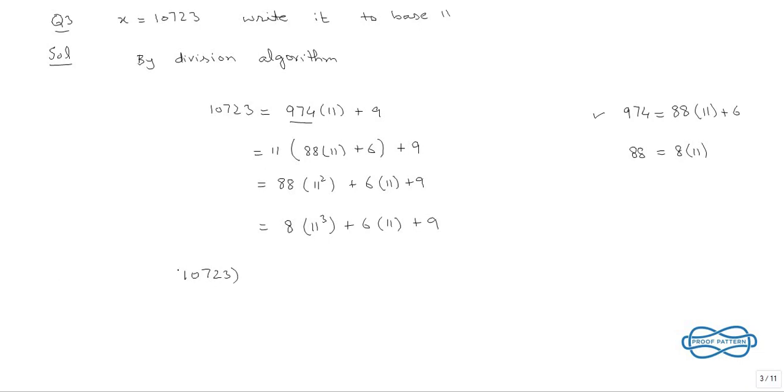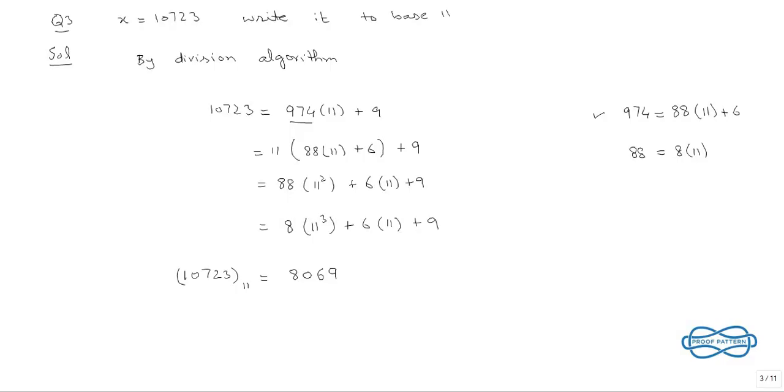10723 to the base 11 is equal to 8, because 11 cube has the coefficient 8 and 11 square has the coefficient 0, and 11 to the power 1 has coefficient 6, and 11 to the power 0 has coefficient 9. So 10723 to the base 11 is 8069.